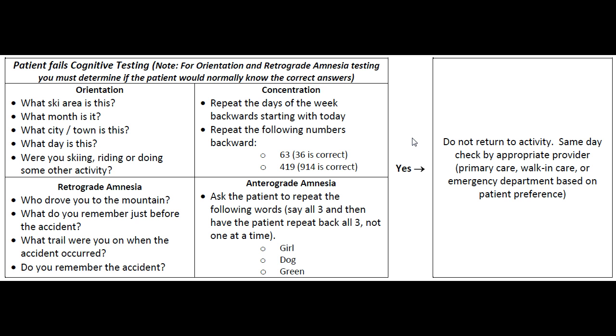So basically, make it clear to them, don't go out and do anything where you might get another head injury, because that could cause permanent disability for you, and you need to be checked by someone with a more advanced level or scope than I have as a patroller today, and make sure they understand that.